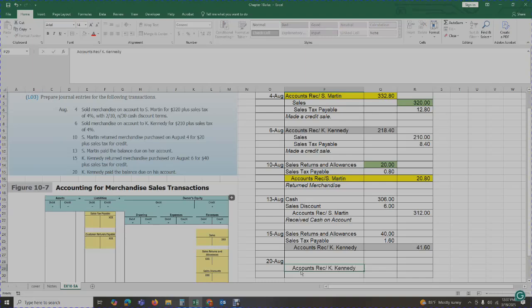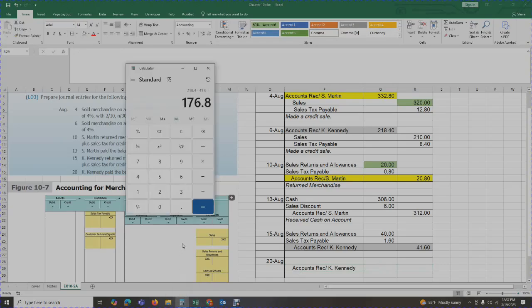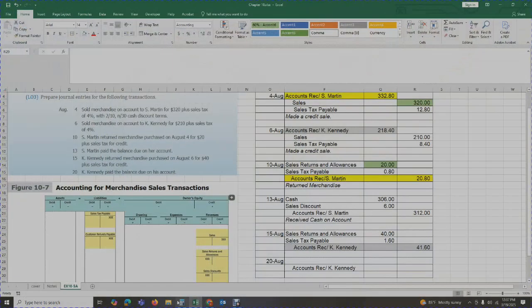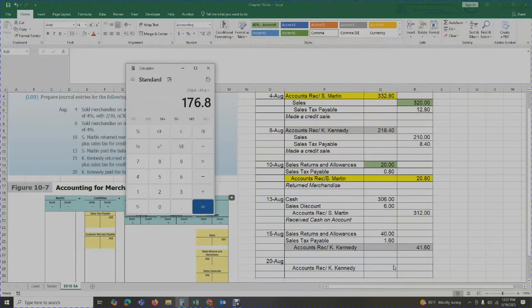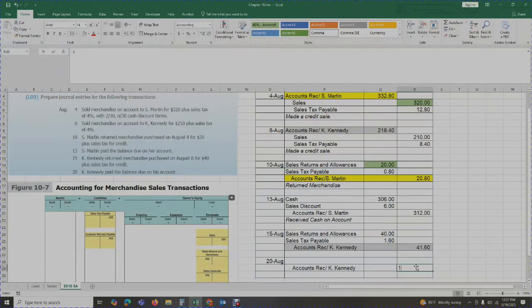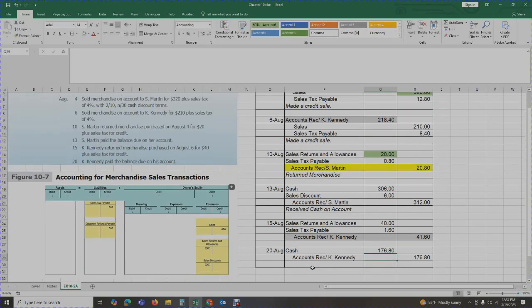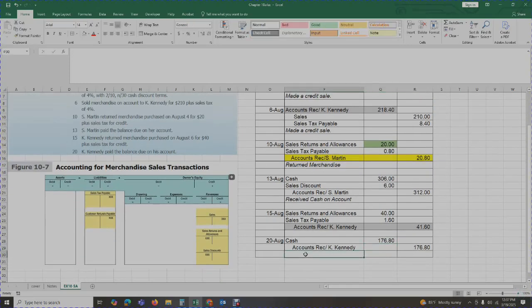Okay, so the balance due is $176.80. So we're going to go ahead and credit $176.80. Now Kennedy is paying us what he owes us. How does Kennedy pay us? Kennedy pays us with cash. The amount of cash that we received is the total balance due of $176.80. Okay, and then received cash on account.